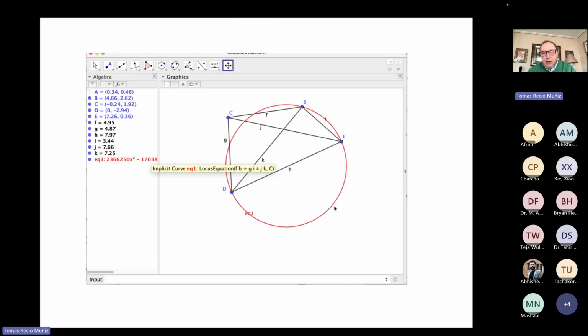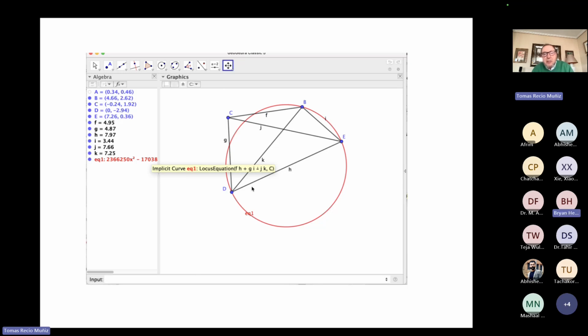This is Ptolemy's theorem. I give you a quadrilateral, and I ask, please, what is the relation between the product of the opposite sides and the product of the diagonals? Here, I want the machine to discover, not only to verify or to find relations that I have already made or constructed. I want the machine to be able to discover new statements. So here, there is no relation between F times H plus G times I and the product of the two diagonals, J and K.